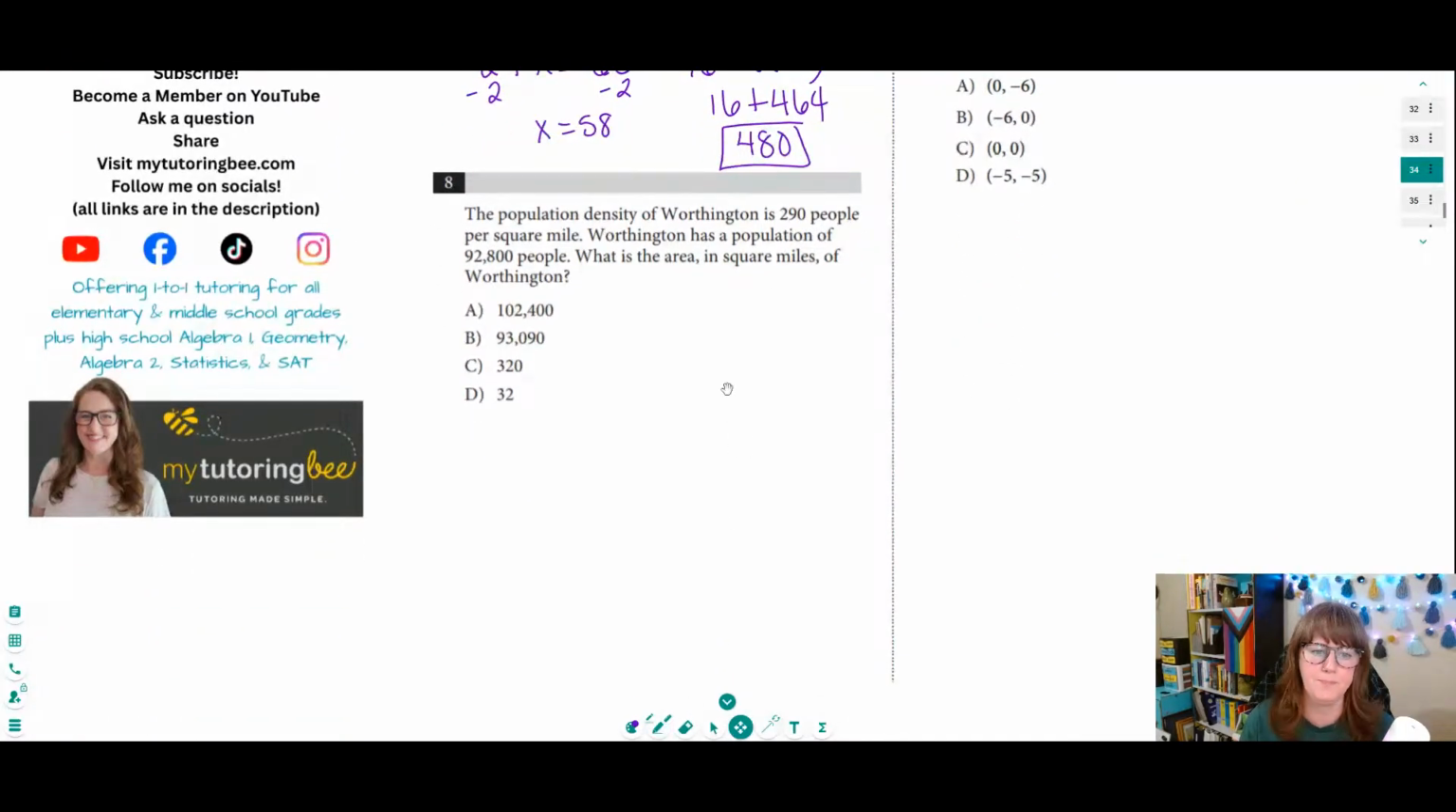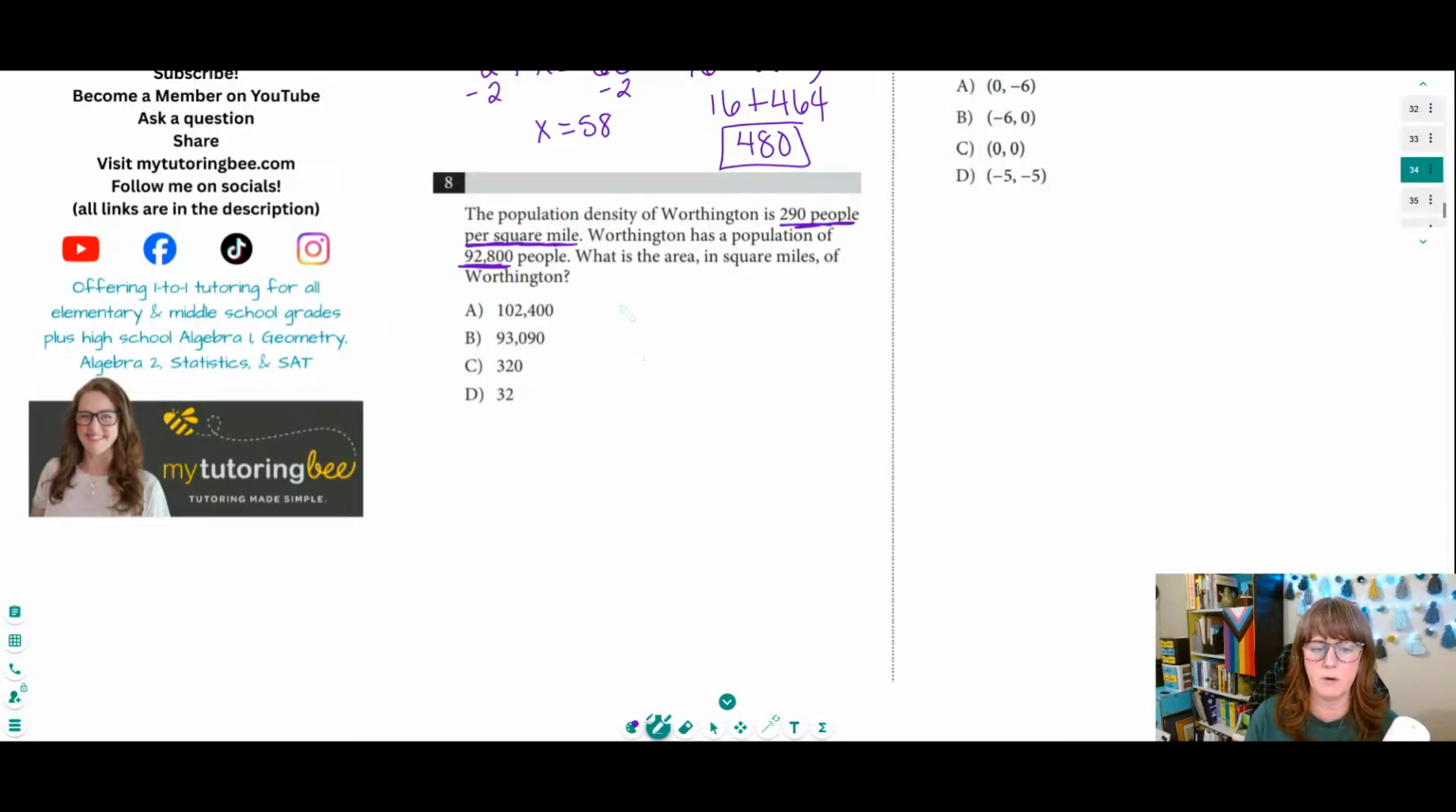All right, number 8. Population density of Worthington is 290 people per square mile. Worthington has a population of 92,800 people. What is the area in square miles of Worthington? Okay, so they're telling us here that per square mile, for each single square mile in this city, there's 290 people. And then they're telling us how many people are in the whole city.